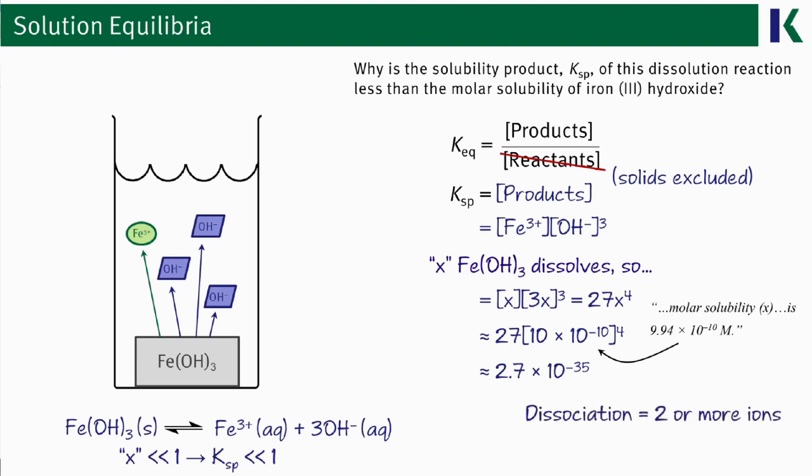This allows us to take our earlier conclusion a step further. If molar solubility is less than 1, as it's going to be for your MCAT problems, then KSP will always be equal to some value less than molar solubility, because any number less than 1 raised to a power becomes an even smaller number. You already demonstrated this mathematically as well. Molar solubility X was 10 times 10 to the negative 10th, which gave us a KSP that was much smaller, 2.7 times 10 to the negative 35th.